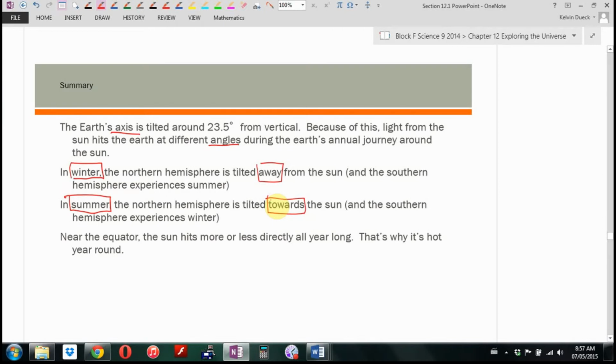And then near the equator, what we call the tropics, the sun hits more or less directly all year long, and that's why around the equator it's hot year-round.